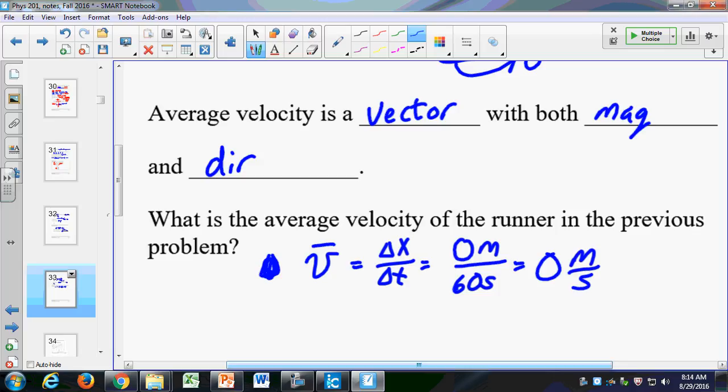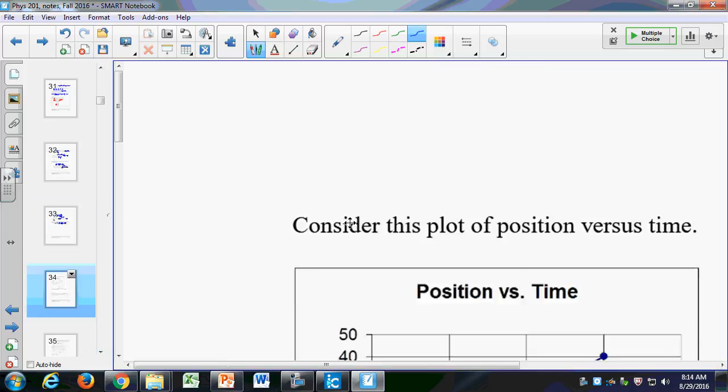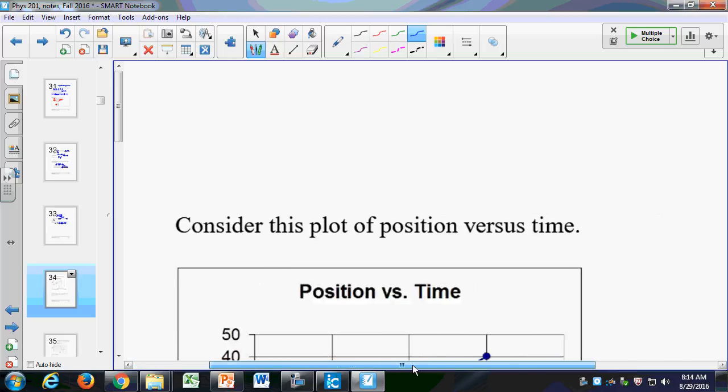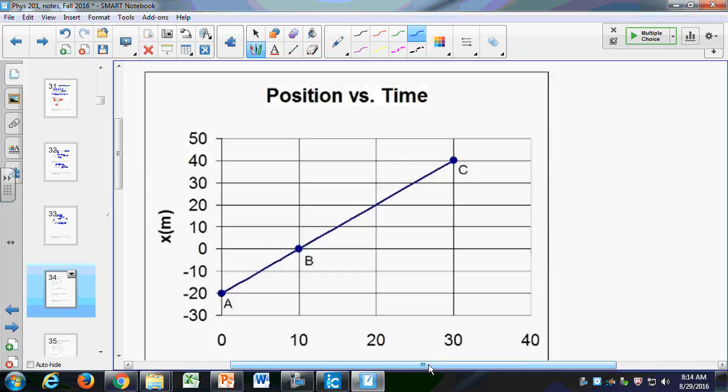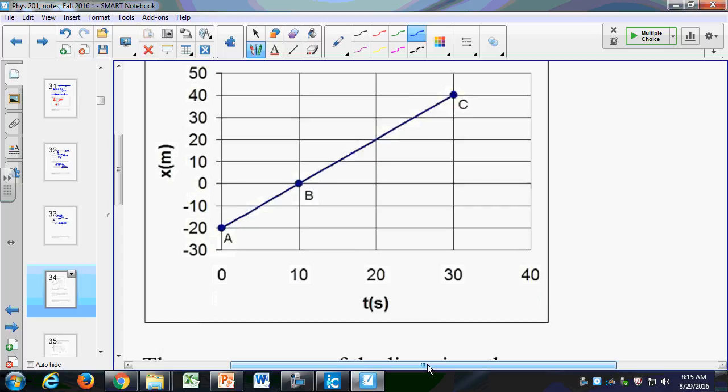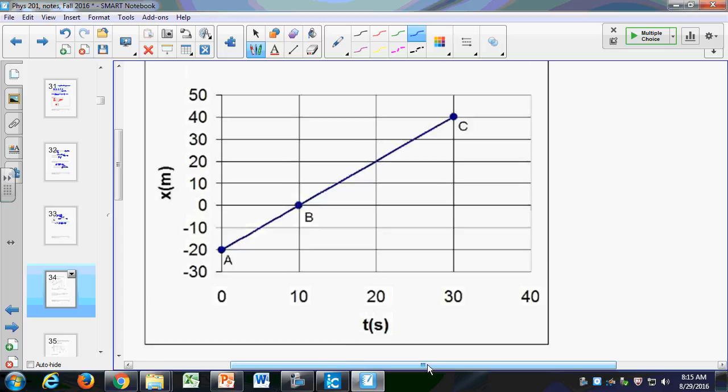All right, let's look at a plot. You're probably not going to have any problems like that where you're just calculating the average velocity of something, but you'll definitely have a graph that you'll need to analyze in a particular way. So this is a graph of position versus time, and I want to know what is the average velocity between the time of 0 to 30 seconds.